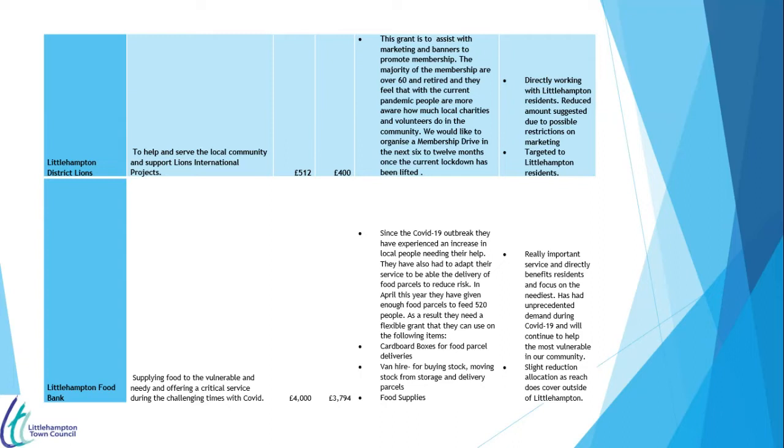Littlehampton Food Bank. Grant requested £4,000, grant proposed £3,794. Since the COVID-19 outbreak, they have experienced an increase in local people needing their help. They have also had to adapt their service to be able to deliver food parcels to reduce risk. In April this year, they have been given enough food parcels to feed 520 people. As a result, they need a flexible grant that they can use on the following items: cardboard boxes for food parcel deliveries, van hire for buying stock, moving stock from storage and delivery parcels, and further food supplies.